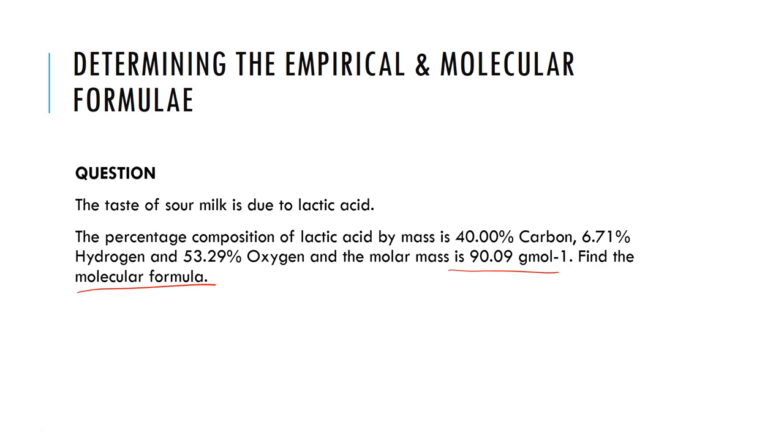So first things first, we're going to set up the table to find our empirical formula. We're going to have carbon, hydrogen, and oxygen. Go through and follow your steps. Assume 100 grams. These become masses, so 40.00, 6.71, 53.29. Divide by the molar mass to get the number of moles. Have a go. Put me on pause, see if you can work it out, and then come back and I'll go through the solution with you.